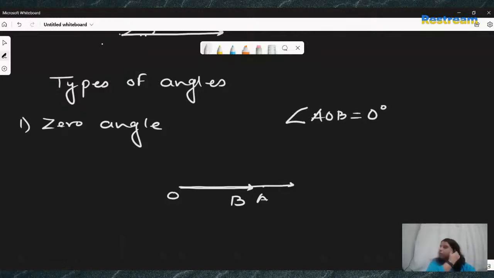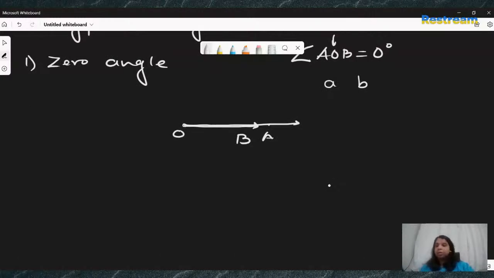Now whenever we are talking about an angle, we generally talk about all three letters, and the middle letter is the vertex. So the angle is at O. But whenever we are saying an angle name, it is preferable to say it in three letters or a small letter that can be written like small a or small b. But never just say angle O or angle B, because there may be multiple angles at the same vertex. Okay, so the zero angle has a measure of 0 degrees.